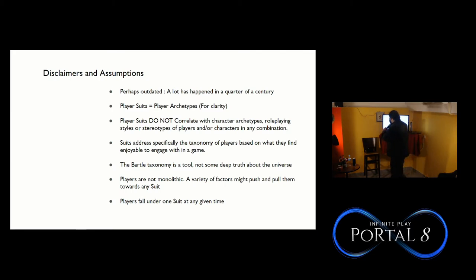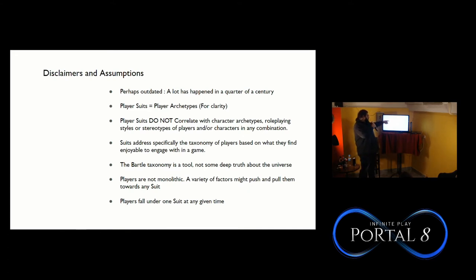So, some disclaimers. This has been published in 1993 or 4. It has been written some years prior. So some parts of it are outdated. If you go read it right now, it will seem a bit weird. A lot of stuff has happened since then. Computer games are not the same. Sociology is not the same. Humanity is not the same.